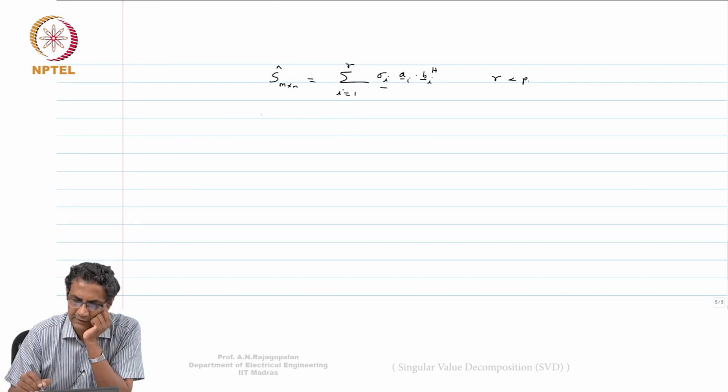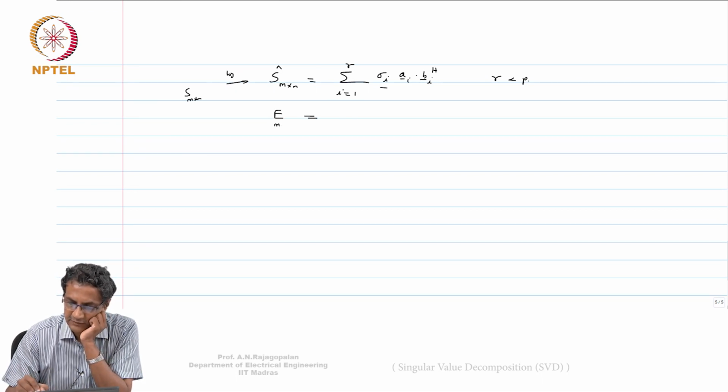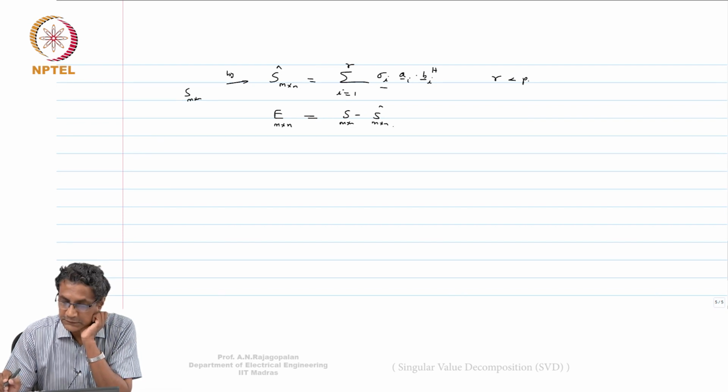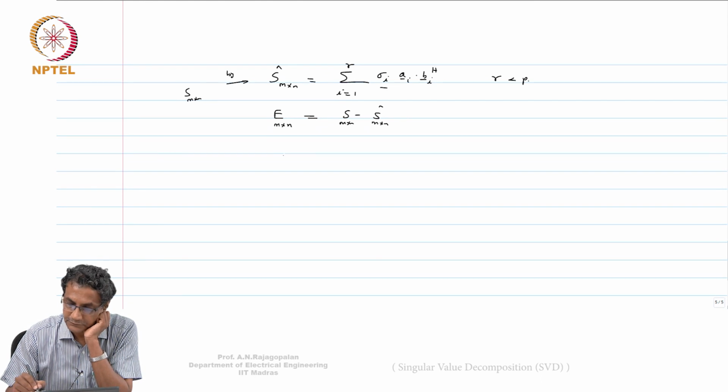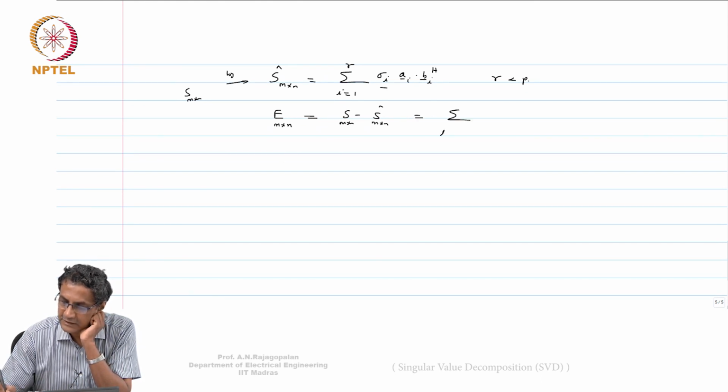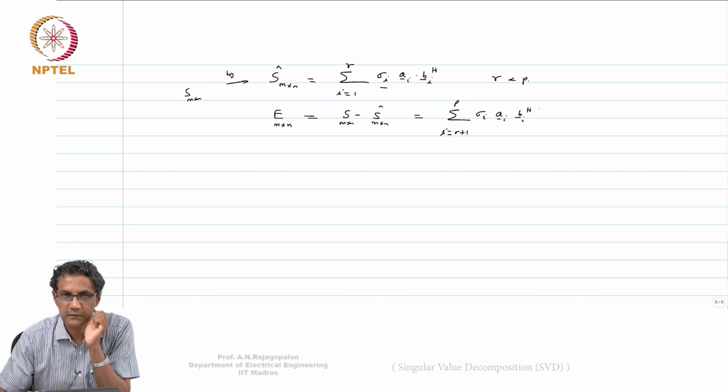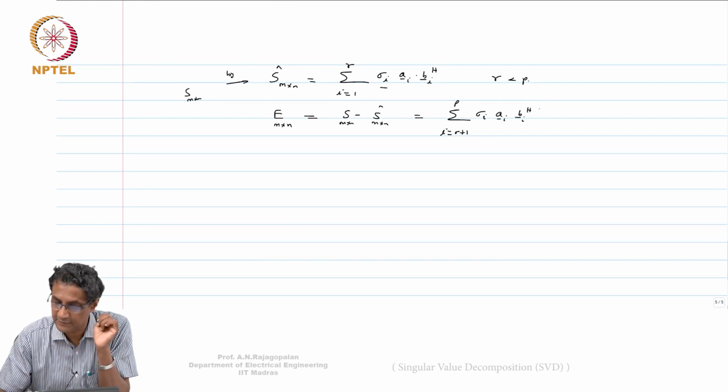Now you might want to ask, what kind of error will I make in approximating S by this S hat? Suppose I call the error matrix E, an M cross N matrix, E equals S minus S hat. Both are of course M cross N. Now this will be the summation i equal to R plus 1 to P of sigma i a_i b_i Hermitian, correct? So all the terms that we have left out will be the error matrix.